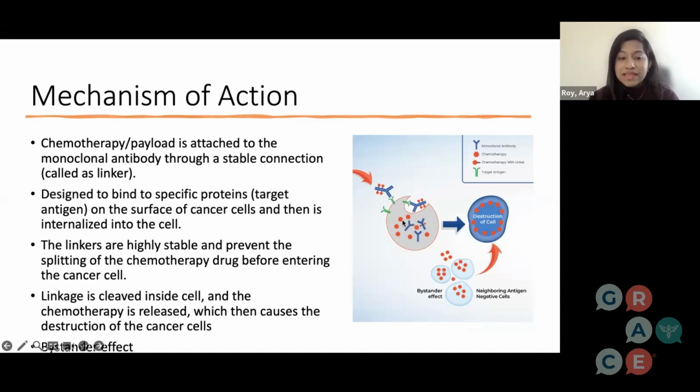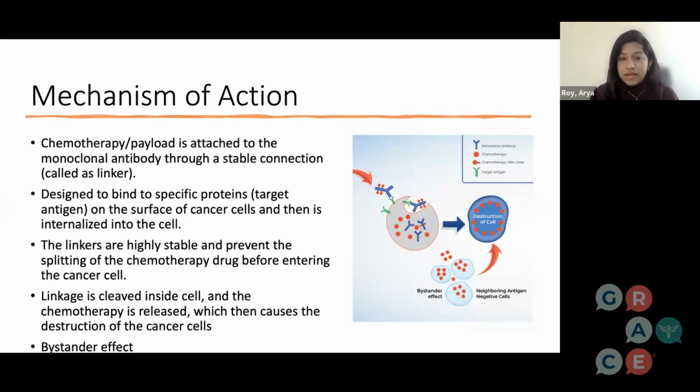And once it's inside the cell, the linker, or the linkage, will break, and then the chemotherapeutic agent that is attached to the antibody drug conjugate will be released inside the cell. So the chemotherapy will be released inside the cell, which leads to the destruction of that particular cell. So that is the main mechanism of the antibody drug conjugate.